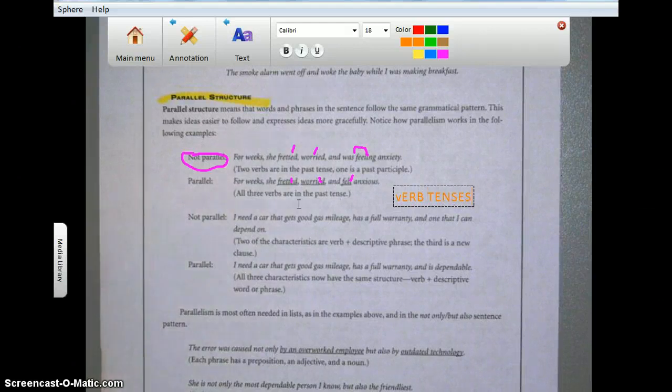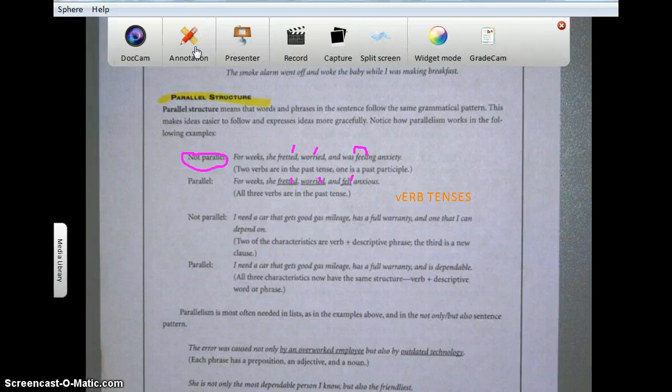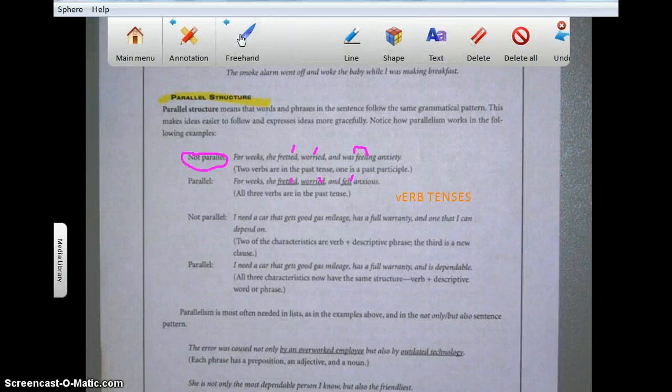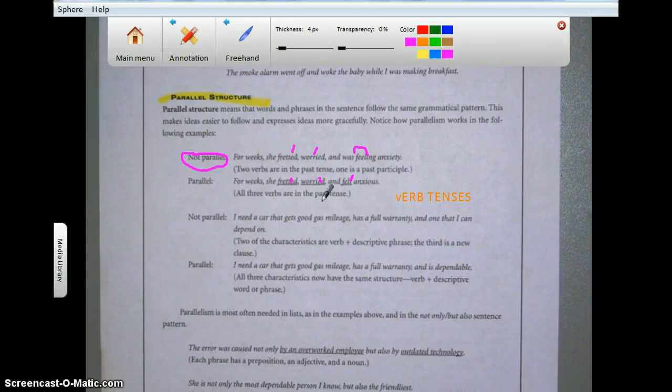Let's look at the next set. I need a car that gets good gas mileage, has full warranty, and one that I can depend on. This is not parallel structure because two of the characteristics are verb plus descriptive phrase, and the third is a whole new clause. So this is our verb, and this is our descriptive phrase. There's our adjective right there. And then verb and descriptive phrase. And then this right here is a clause. It has another subject. We don't have a subject in the first two.